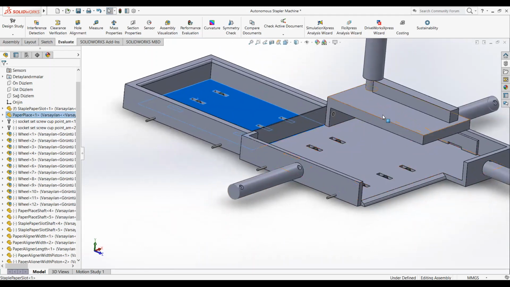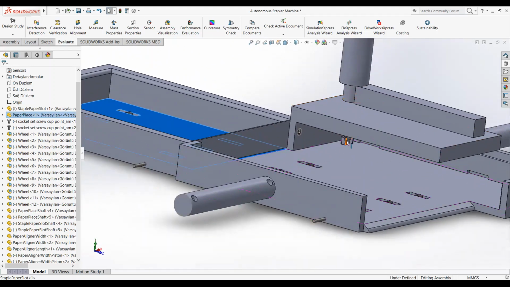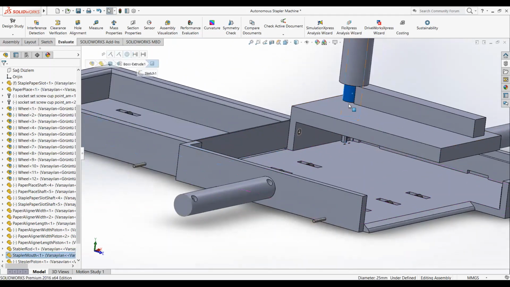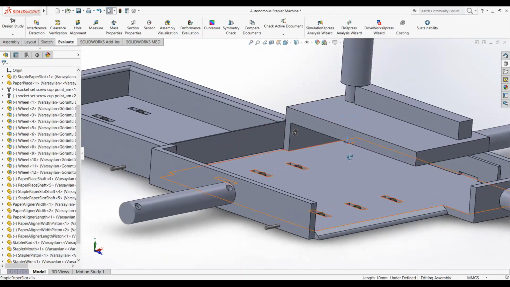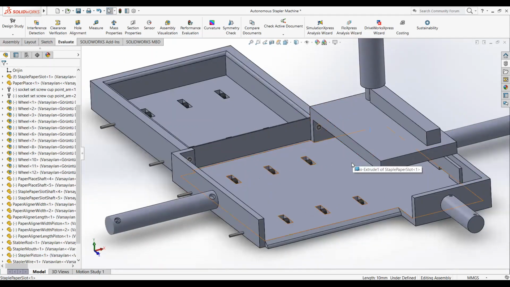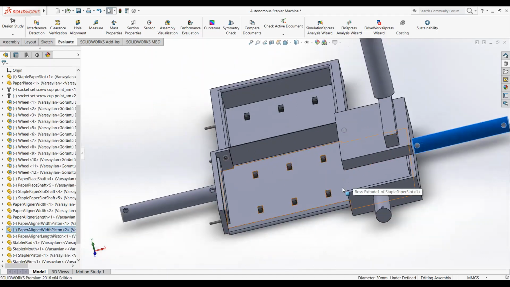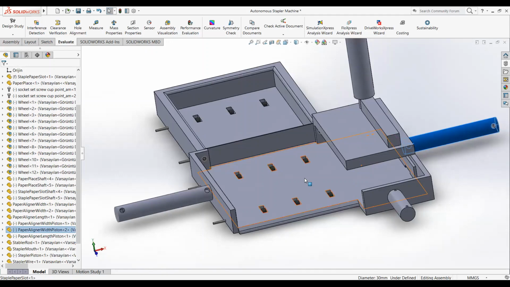Then they are stapled with the piston stapling mechanism here. This is a box in which the staples are located. After this process, the stapled papers are returned to their original place with this pump. It is then taken out by these wheels.